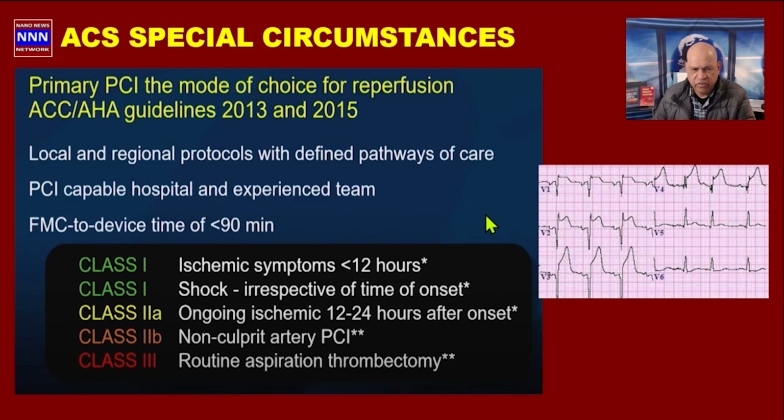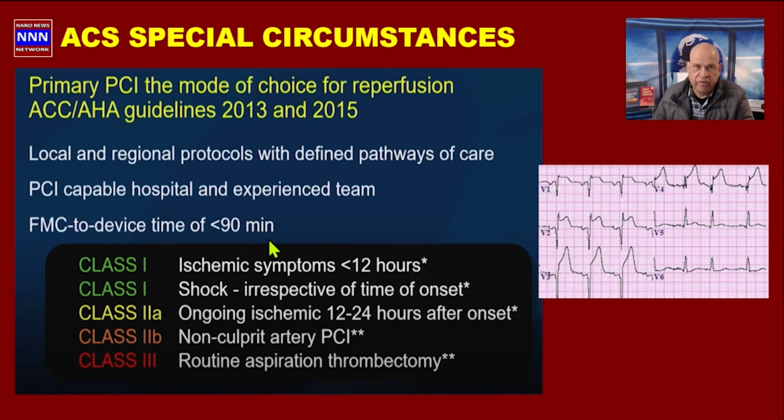So here are some important points to keep in mind. If the patient had ischemic symptoms for less than 12 hours, or if the patient is hemodynamically unstable, or if they have ongoing ischemia with chest pain and EKG changes, these are all class 1 and class 2A indications for coronary intervention. Routine atherectomy is not recommended. That is something you have to keep in mind. That is a negative point, and that may be asked in cardiology boards.